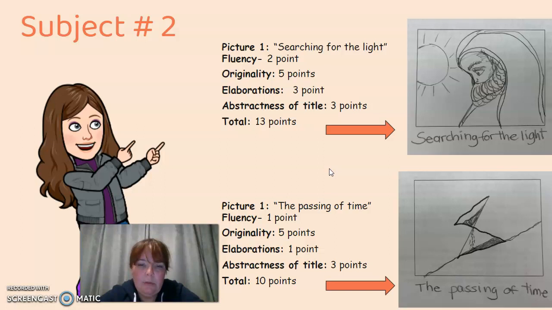Once I was able to see the title and understand what the picture meant, it actually represents the passing of time on Earth and how each one of us lives our lives, which I thought was very impressive and definitely creative. I gave the person 1 point, originality 5 points, and elaborations 1 point. The abstract of the title 3 points for a total of 10 points for that picture.